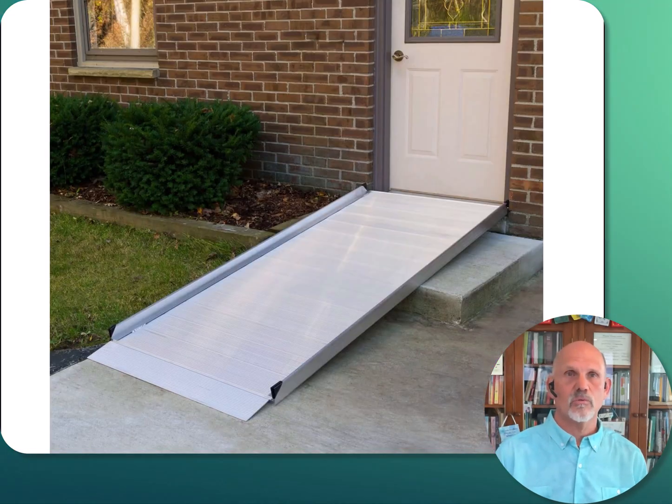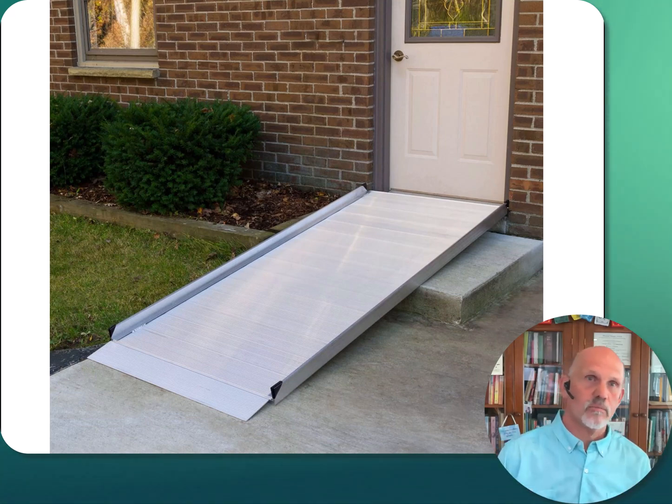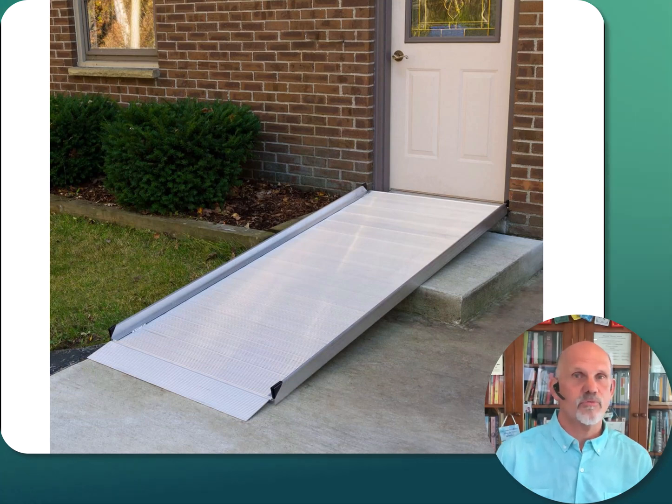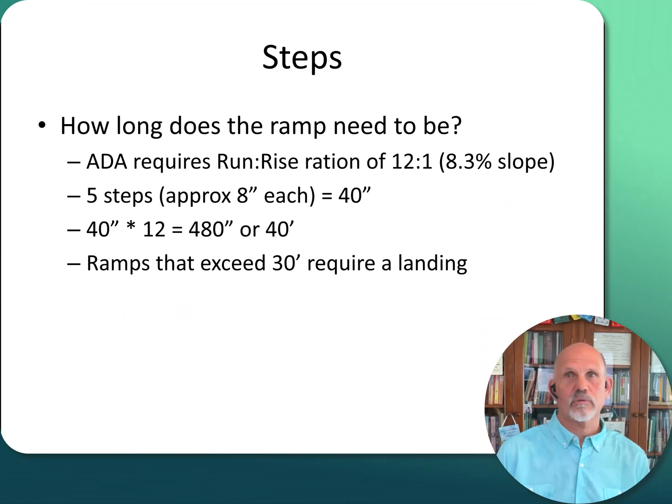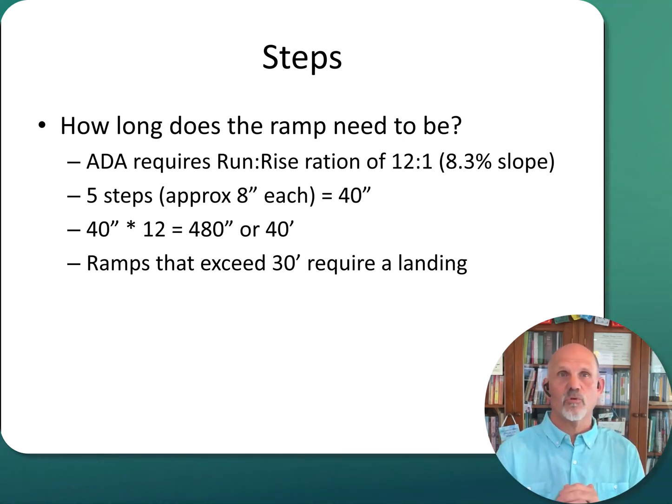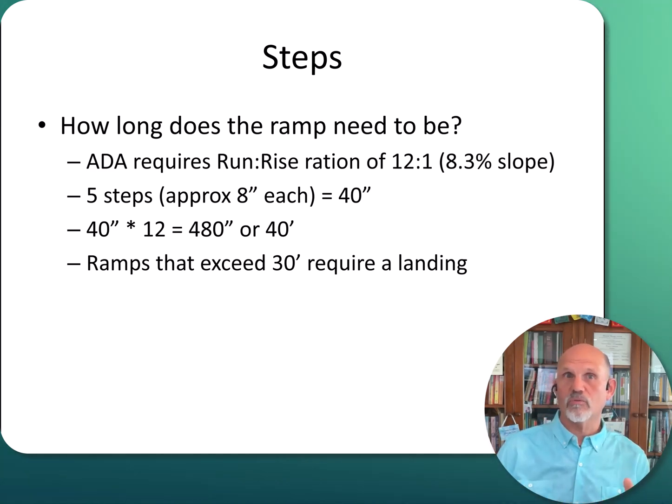So most people, when they say they want a ramp, this is what they want, okay? And our case study is going to want this ramp for his 5 steps. And the problem is that it's way too short, okay? So how long does a ramp need to be? The Americans with Disabilities Act requires a run and rise of 12 to 1. That's for every 1 inch of rise, 1 foot of length in a ramp. That's an 8.3% slope.